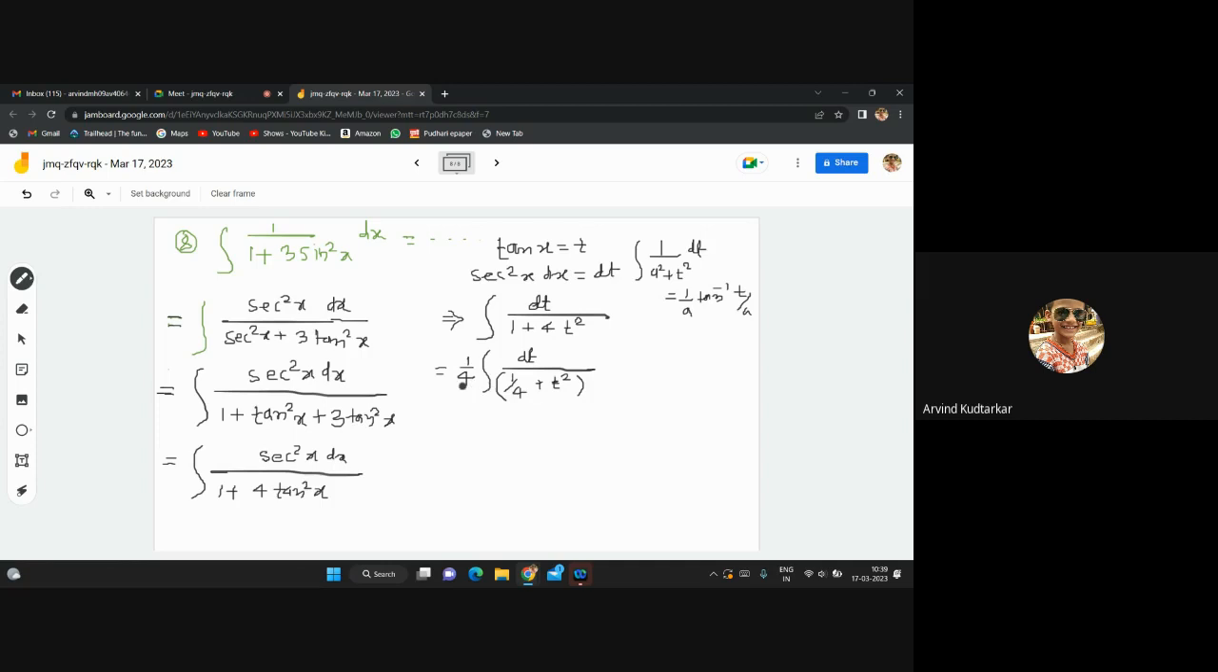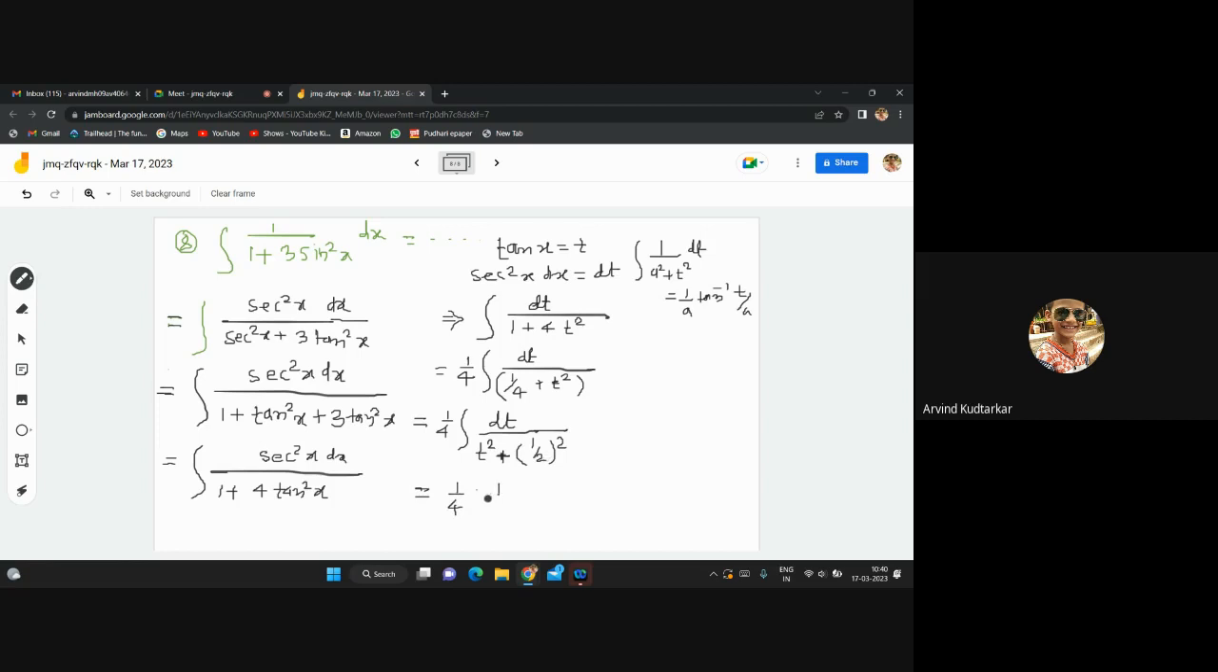As I said, when you multiply 4 into these two polynomial terms, you get 4 into 1 by 4, that is 1, and 4 into t square. So this is 1 upon 4 times integration of dt upon, how can we write this? t square plus 1 upon 2 whole square. So we have expressed the polynomial in the form of a perfect square. That is t square plus a square.